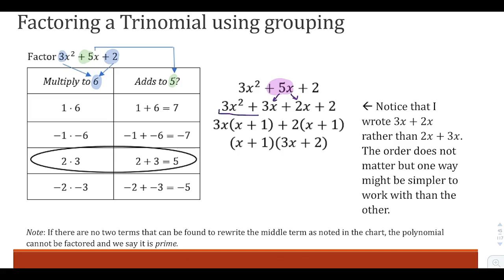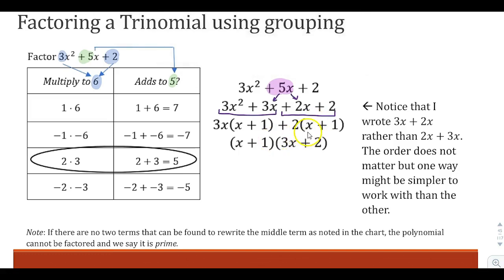So our first group is now 3x squared plus 3x. And since I wrote 3x first, it's a lot easier to see the greatest common factor between these first 2 terms in this first group is 3x. And what we have remaining is x plus 1. Between the next group, I have positive 2x plus 2. So the greatest common factor is a positive 2. And I have remaining x plus 1.